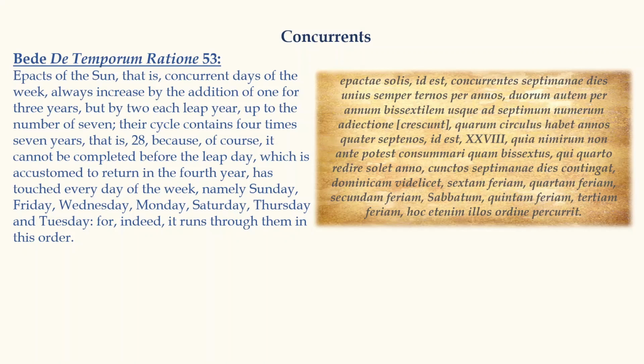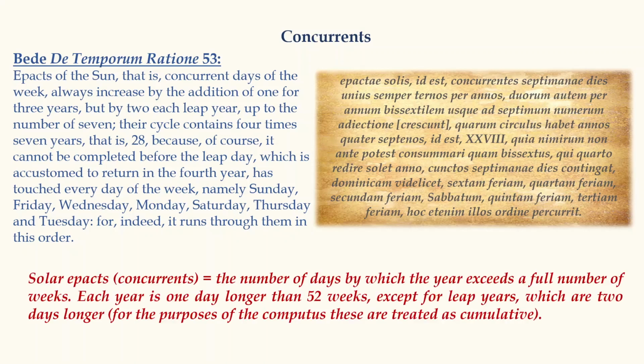So the first thing to see is that we seem to be talking about epacts again, but these are solar epacts rather than lunar epacts, and solar epacts is another term for concurrents. But it's probably easier to remember these as just concurrents and lunar epacts as just epacts. That's what Dionysius did in those first calculations we saw. Anyway, whether you call them concurrents or solar epacts, the important thing is that they're the number of days by which the year exceeds a full number of weeks.